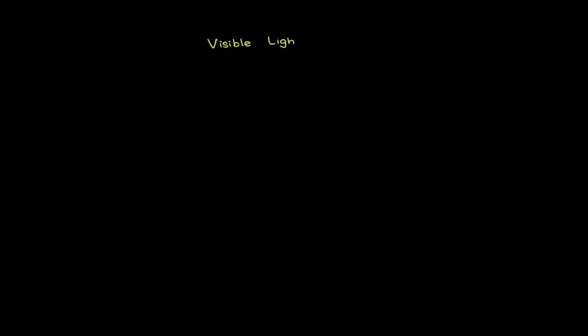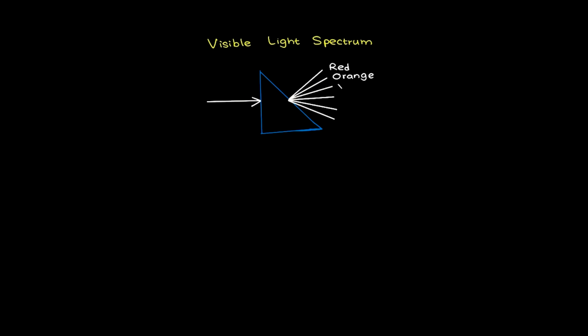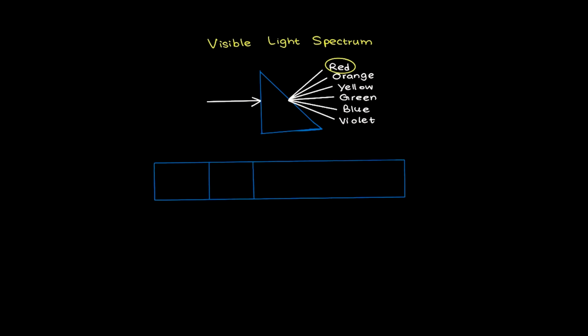When sunlight passes through a prism, it splits into a rainbow, the visible spectrum: red, orange, yellow, green, blue, violet. Within this visible range, which colour has the longest wavelength and lowest energy? Red. The visible spectrum is just a tiny slice of the electromagnetic spectrum, but it follows the same rules. Longer wavelength means lower energy. Red light has the longest wavelength of visible colours, so it carries the least energy.